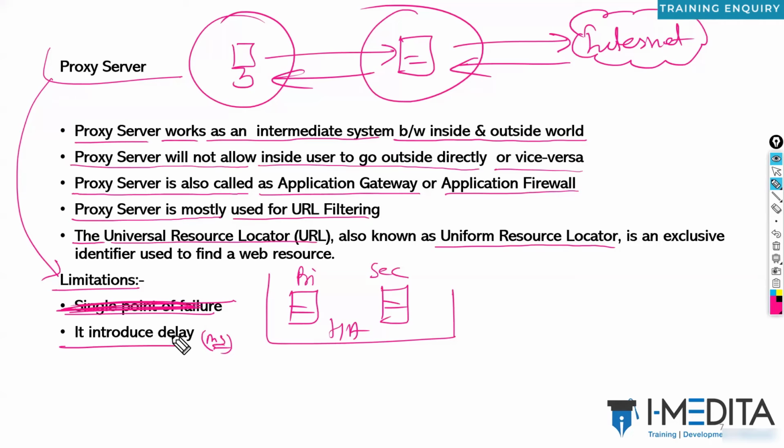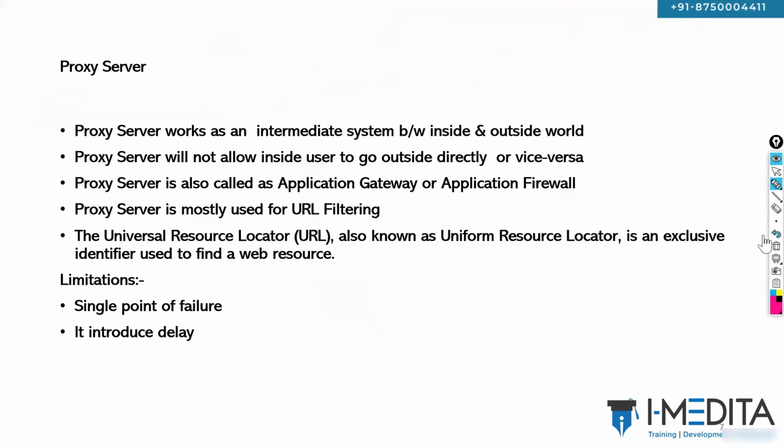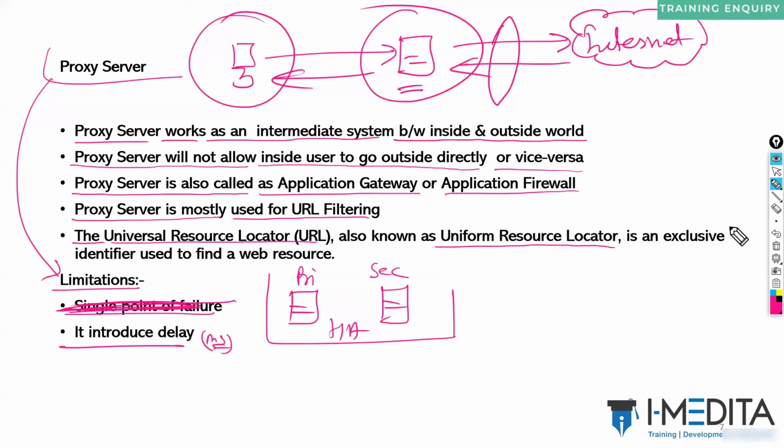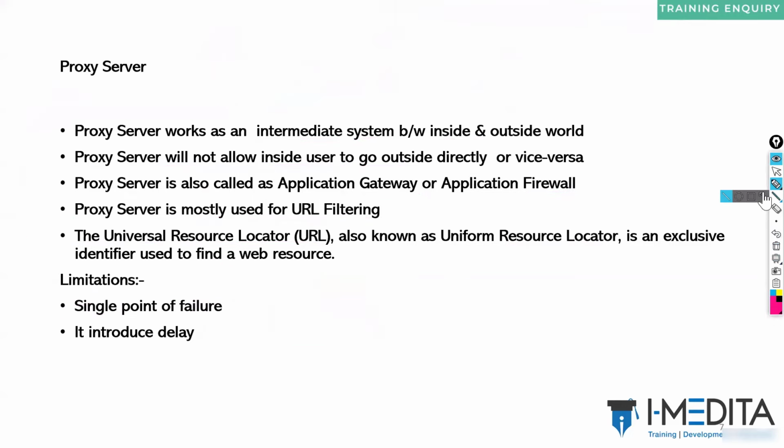To minimize it 100%, we can't finish it. To minimize it, what we need to do is deploy a good configuration proxy server and purchase good internet bandwidth. Then you can minimize it, but 100% you can't remove it. So this is something about what a proxy server is, its use cases, deployment types, and limitations.